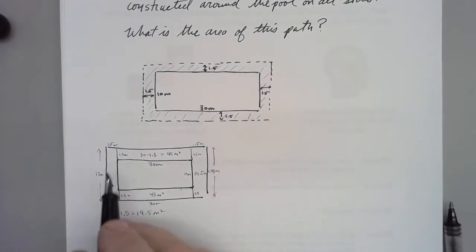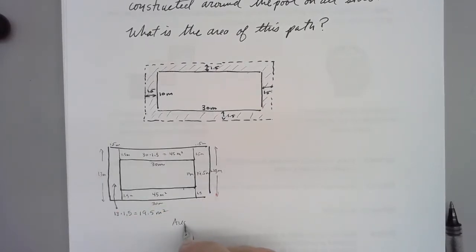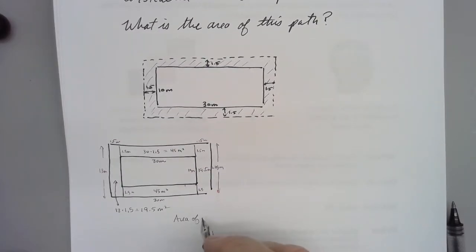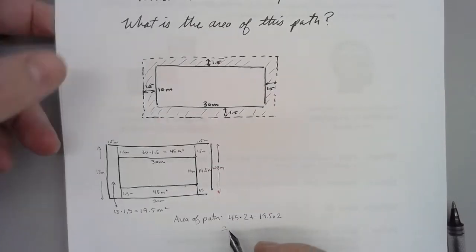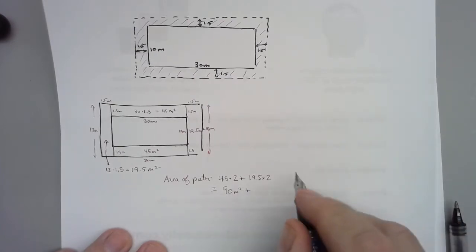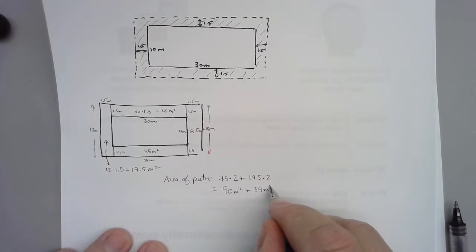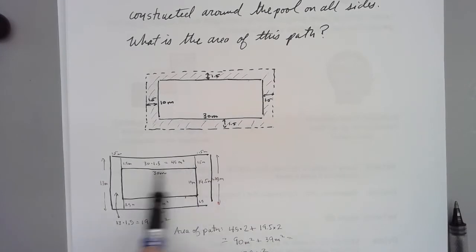And so to get the area of the entire path, I add up these four values. So the area of the path is 45 times 2 plus 19.5 times 2, and that is 90 square meters plus 39 square meters for a total of 129 square meters. That's method one. This is a method where I take the region that I'm interested in finding and I break it up into rectangles.